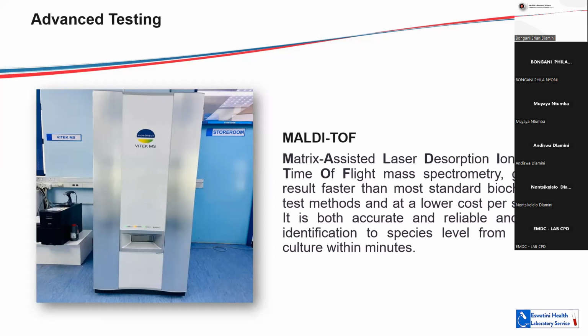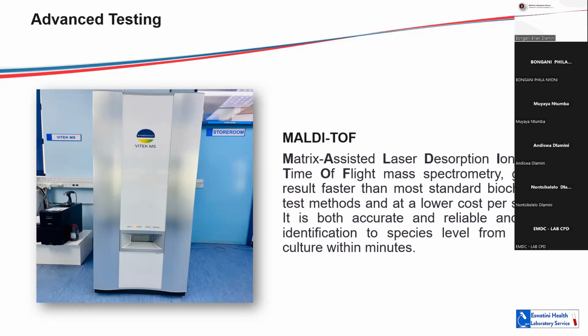So it gives a result faster than the biochemical test. Within minutes, you have your organism identification. So obviously you still need to do your culture. Once you have a positive culture or you have growth, then you are able to pick your colonies and do your identification, and you get your results within 5 minutes, depending on the number of samples that you have, because you can load on a slide about 48 samples per slide.